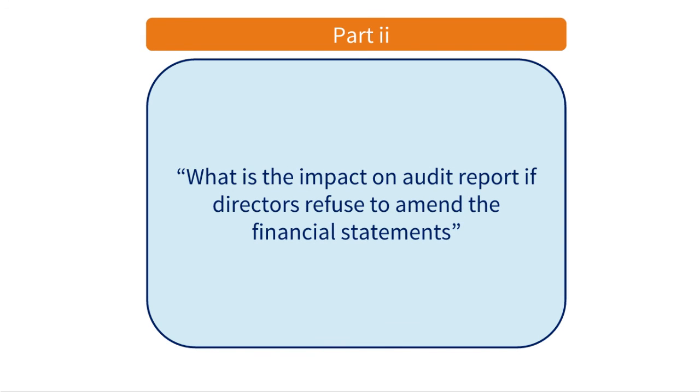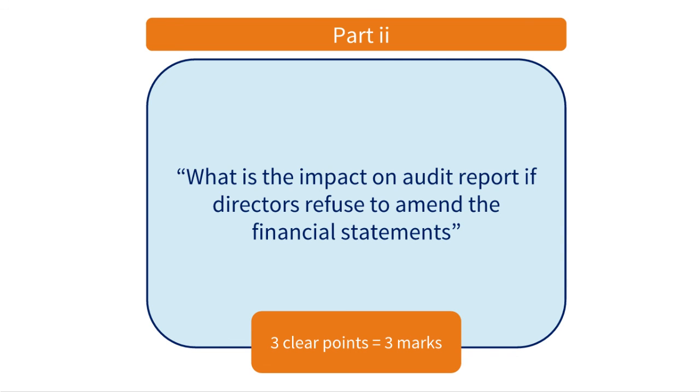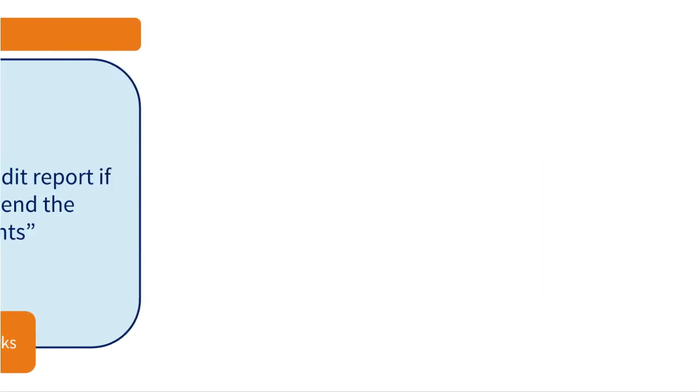This leads quite nicely onto the final part of the question. Part 2 asks, if the directors refuse to amend the financial statements, to describe the impact on the audit report. This is for 3 marks, and so 3 clear points need to be made on the audit report.